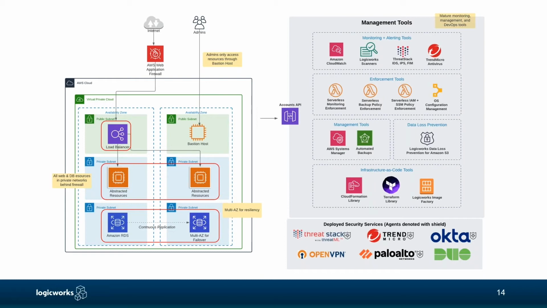And if we take a look over to the right there, where you see management tools, this is kind of unique to Logicworks. We call it our cloud reliability platform, where we integrate directly with your AWS environment through APIs to provide monitoring, management, configuration, and to automate and enforce compliance of your infrastructure.